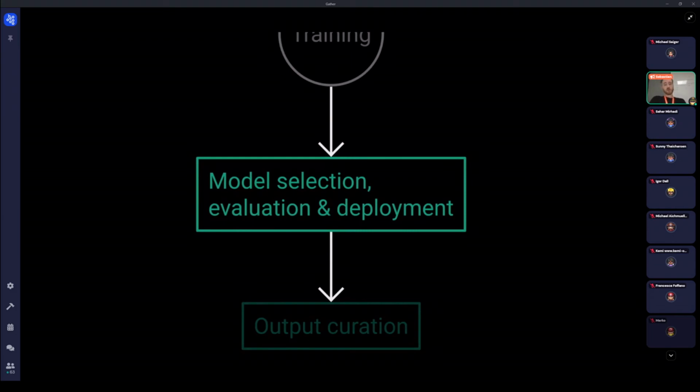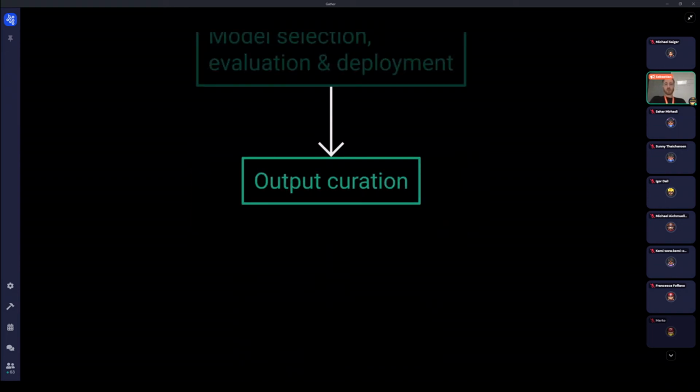It could also be the one model that has the fastest inference time if you want to go for real-time generation, for example. And finally, we have output curation. And this is a step where you really want to increase the overall output quality of the system. This could be done through filtering the generated artifacts. Could also be done through search, where we look for specific artifacts with a given criteria in the latent space of the model, for example.